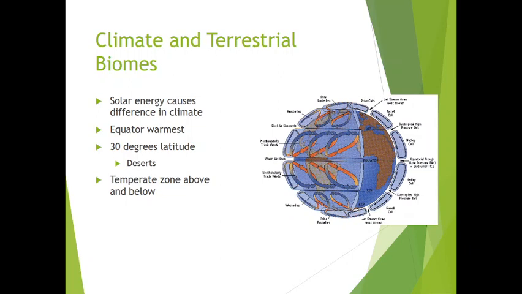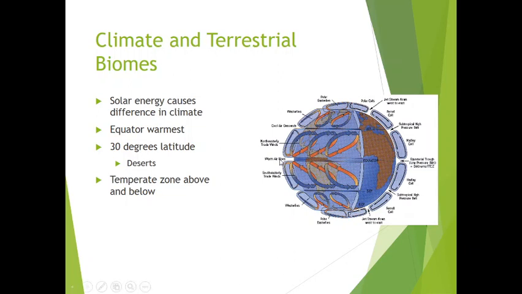Hope you enjoy it. So, what we see is the Earth is covered in a variety of different climates. This is mainly due to solar energy, where certain parts of the surface of the Earth collect more energy due to their orientation towards the sun.